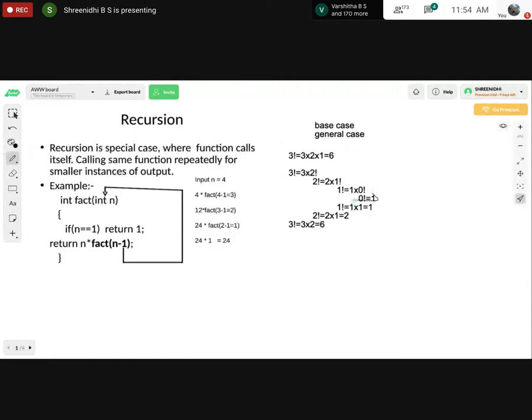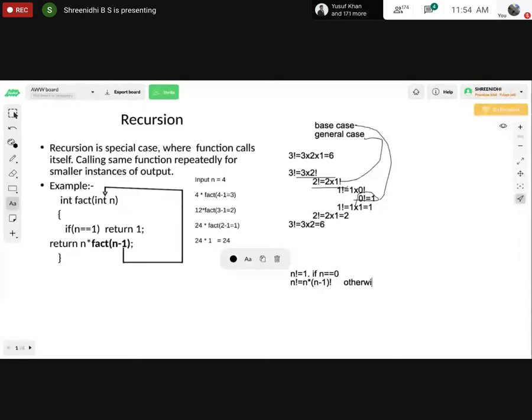So in this, I can take one as the base case and any one of these as the general case. So in general, I can tell n factorial is equal to, I'll be having 2 things: 1, if n is equal to 0. Otherwise, n factorial is equal to n into n minus 1 factorial.